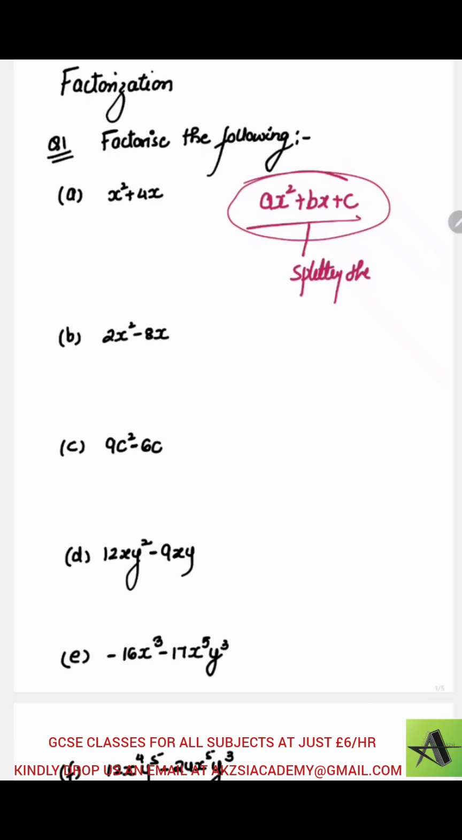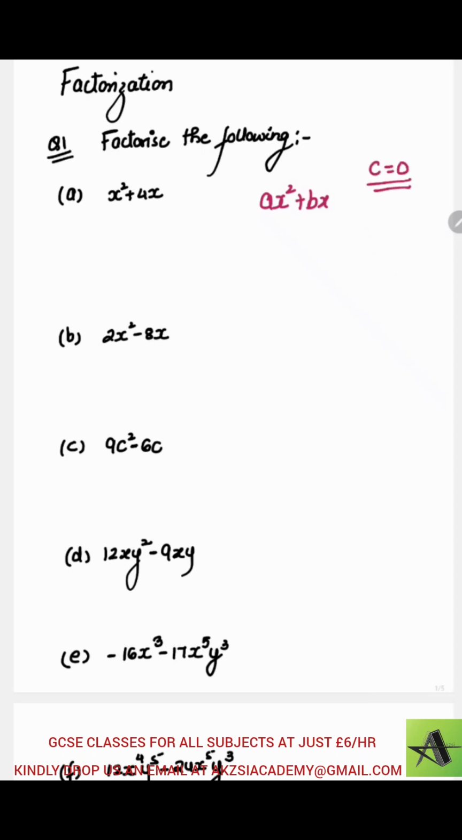Then there are the types of quadratics when c is absent. This is the first type, where your c is equal to 0. It's not present at all. You have to take out something as common. You don't have to go for splitting the middle term, which makes no sense in this case. So you simply have to take out as common. The first question is an example of a quadratic which has c equal to 0.